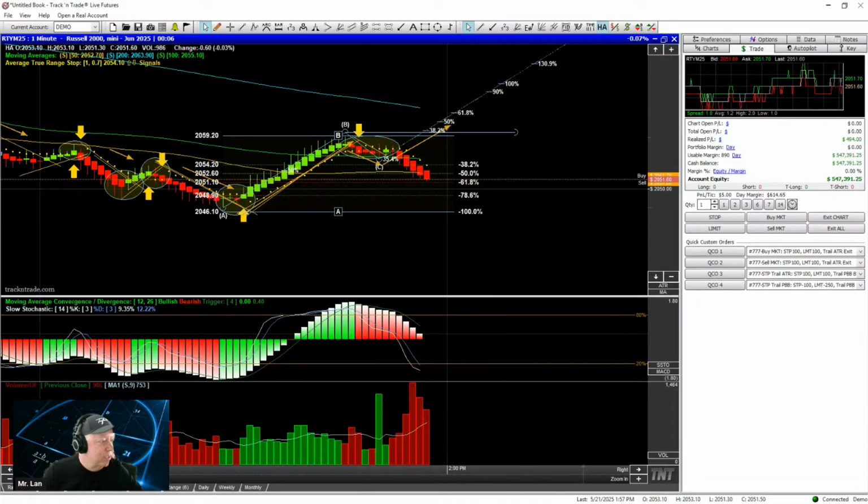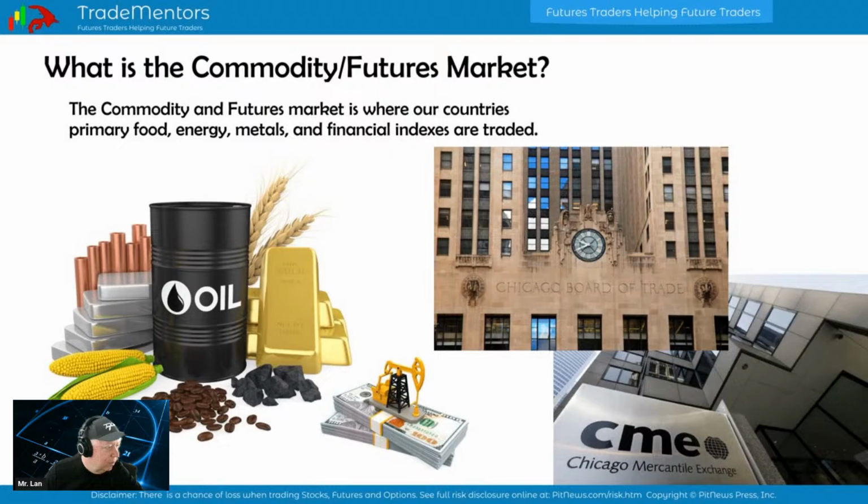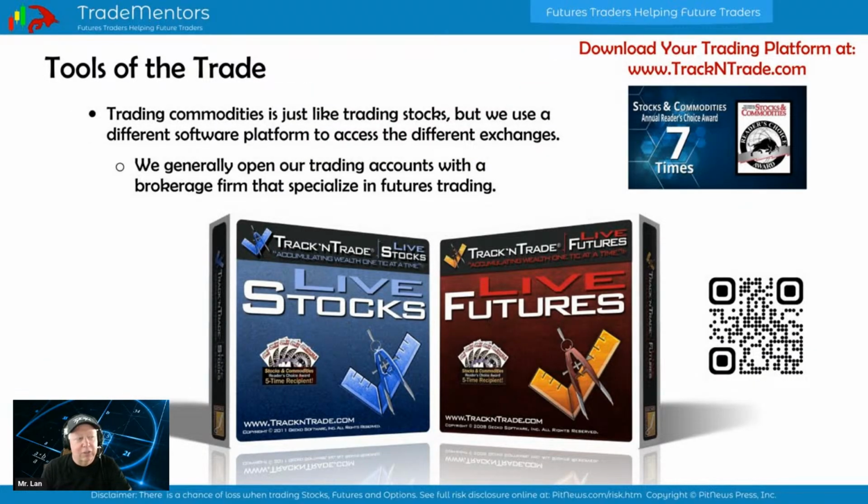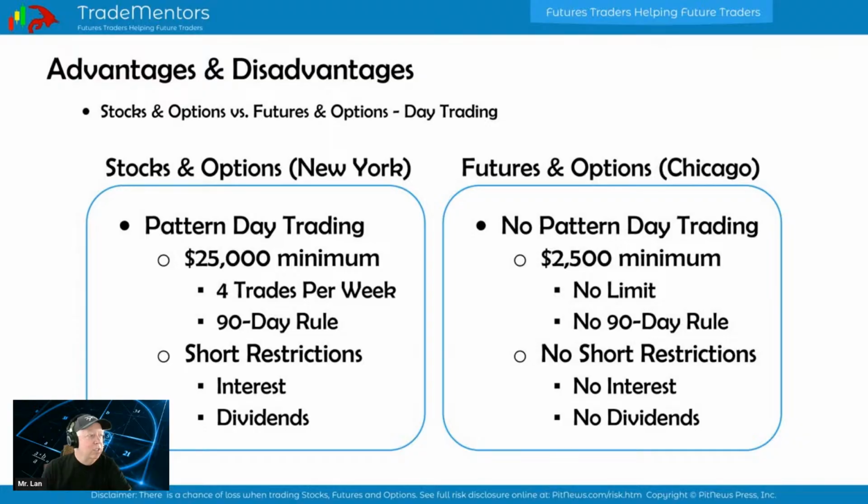I have a Sunday school lesson for you very quickly here. What is the commodities futures market? The commodities and futures market is where the country's primary food, energy, metals, and financial indexes are traded. They're out of Chicago. All it takes is a different piece of software. You want to trade in New York, you use the stocks version. You want to trade out of Chicago, you use the futures version. Two different markets.